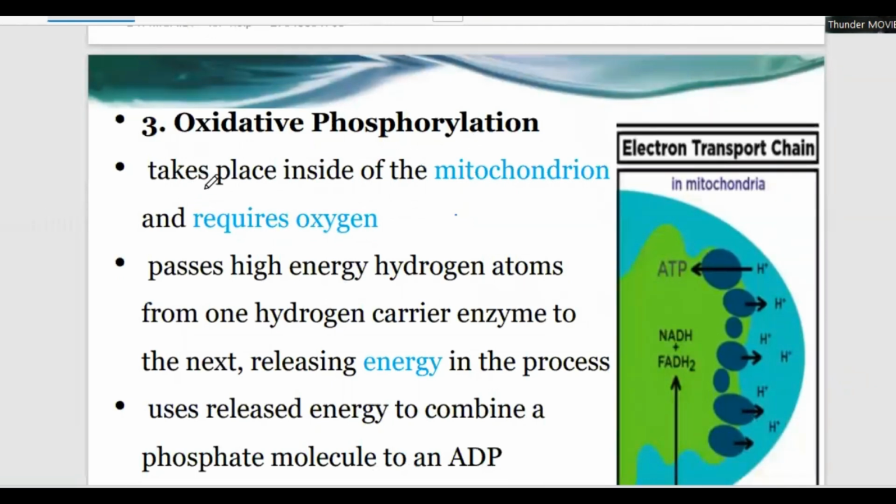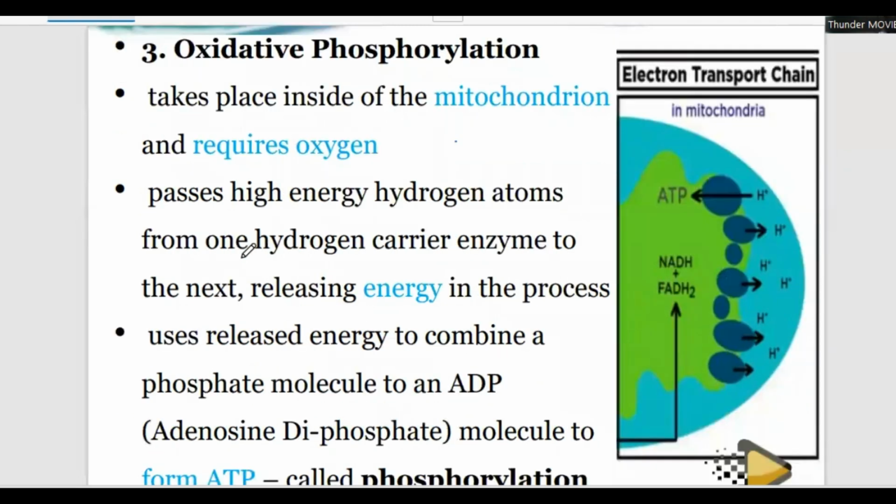oxidative phosphorylation. It takes place inside the mitochondria and requires oxygen. So it means that oxygen must be present. It passes high energy hydrogen atoms from one hydrogen carrier enzyme to the next. So what does it mean? It means that one hydrogen carrier enzyme gives it to the next one, and then the next one, like that. But during that process, energy is being released. So what happens? This energy is used.